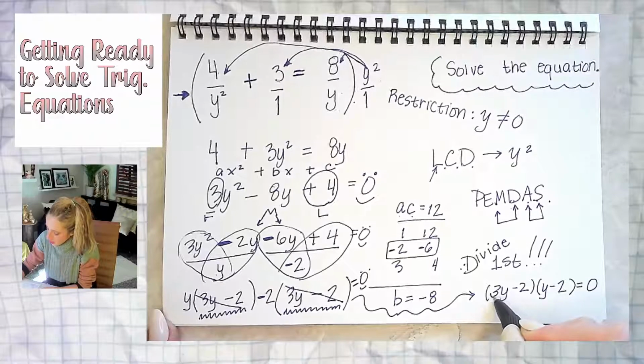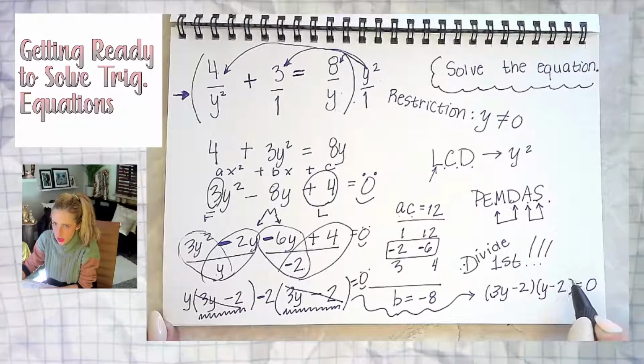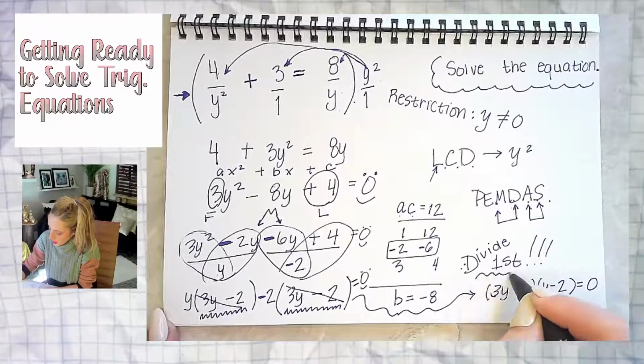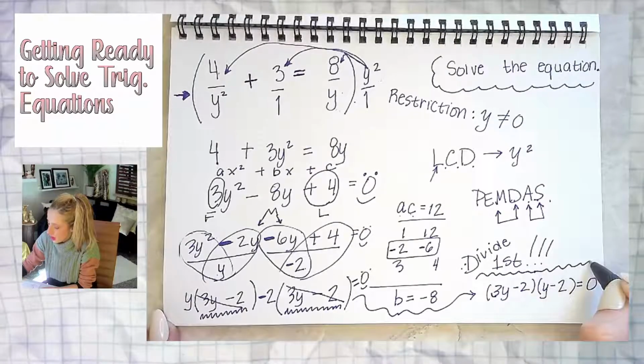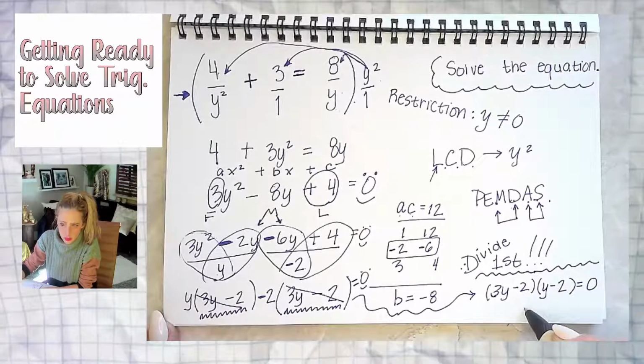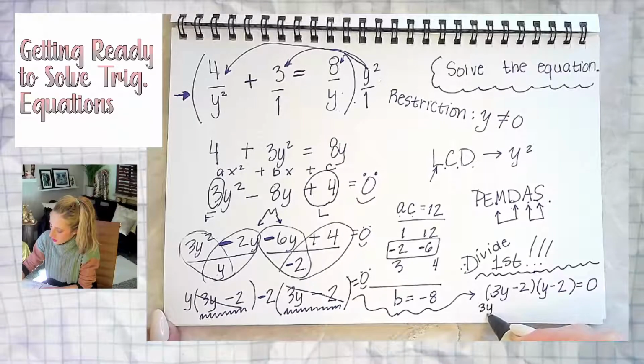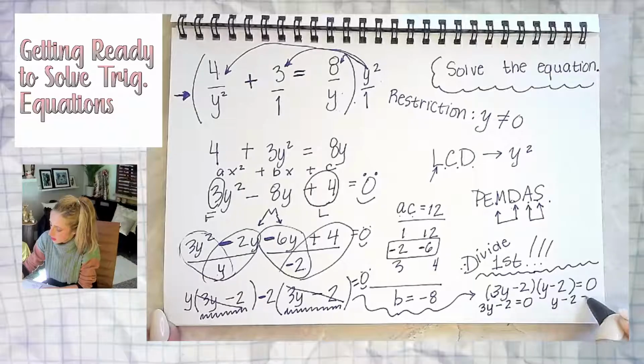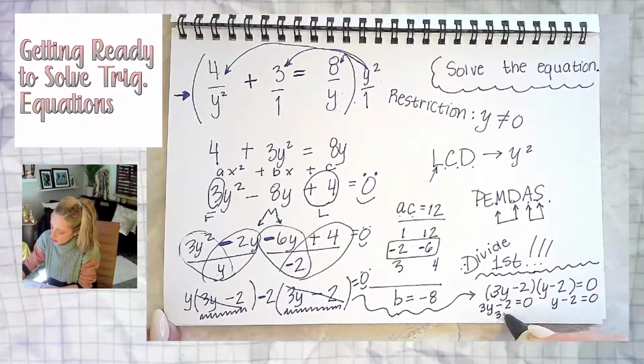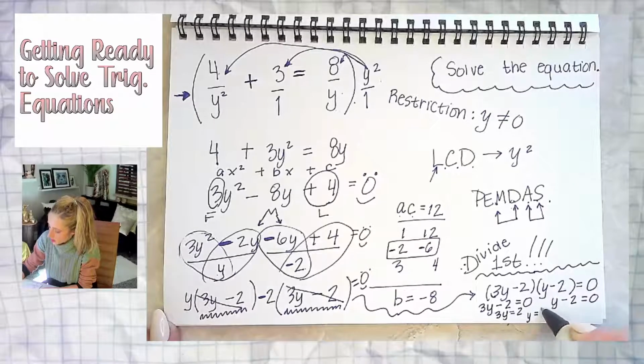Then, just to finish out this problem, we solve using a property that I talk about the name of all the time because I think names are important. It's called the, anybody remember? 3 words. Zero product property. You're the best. So 3y equals 2. That means y equals 2/3, and then y equals 2.